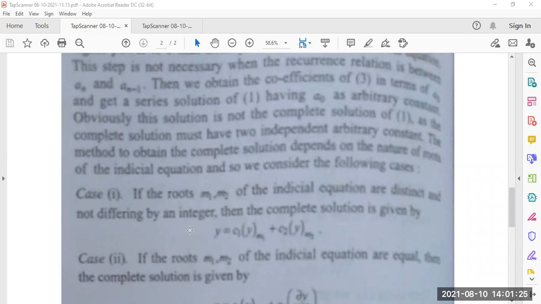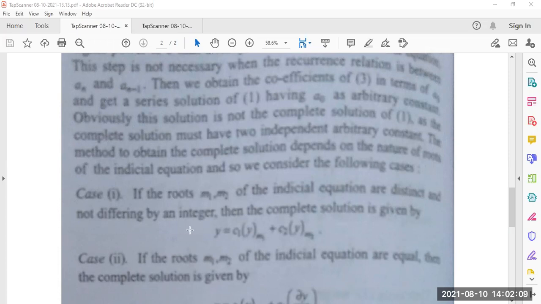Sir, please explain case 1 and case 2 once again. Case 1 means the roots of the initial equation are distinct and not differing by an integer. That means, suppose m1 equal to 2 and m2 equal to half, then the difference between m1 and m2, 2 minus half, equal to 3/2, which is not an integer. So case 1 clearly tells us both of the roots will not be integers, because the difference between any two integers is an integer. So one of the roots must be a non-integer, that means a fraction.